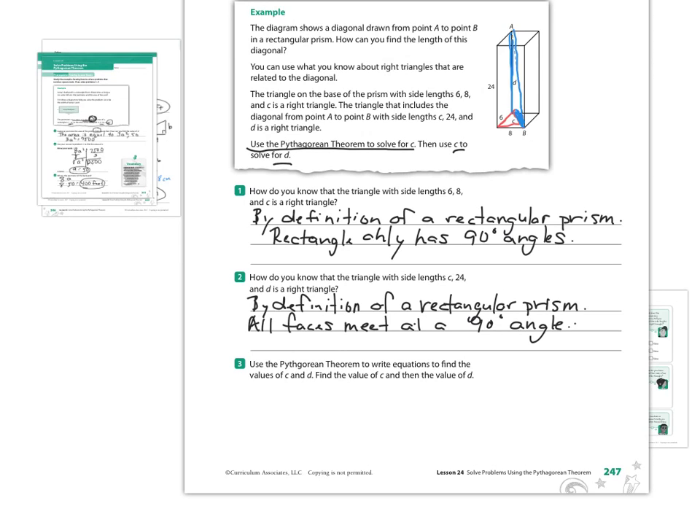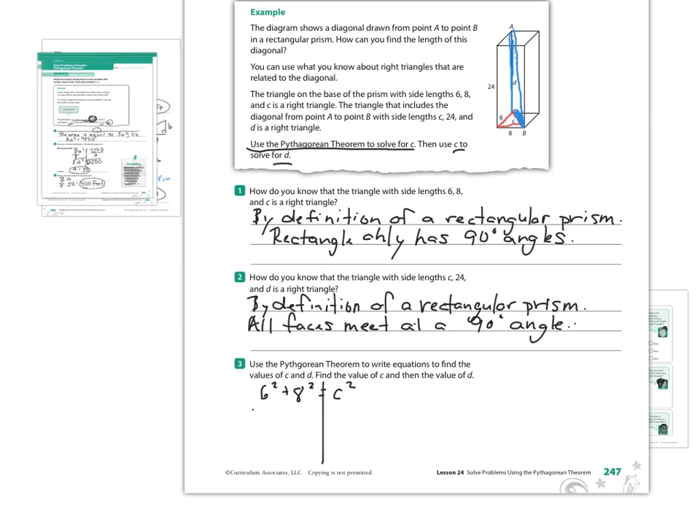For number 3, use the Pythagorean theorem to write equations to find the values of C and D, and find the value of C and then the value of D. So let's start with that red triangle. C is the hypotenuse, so we can write an equation for C. If I look at the red triangle, one of the legs is 6, the other leg is 8. We need to find the length of the hypotenuse.